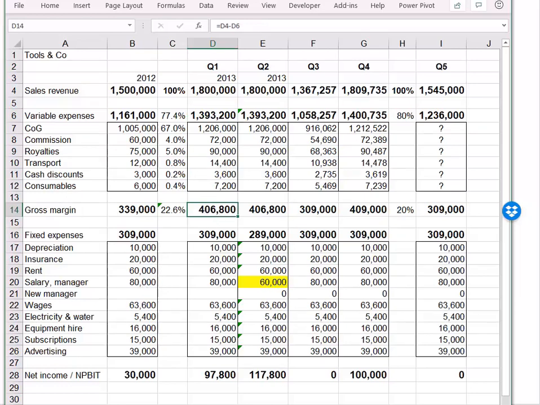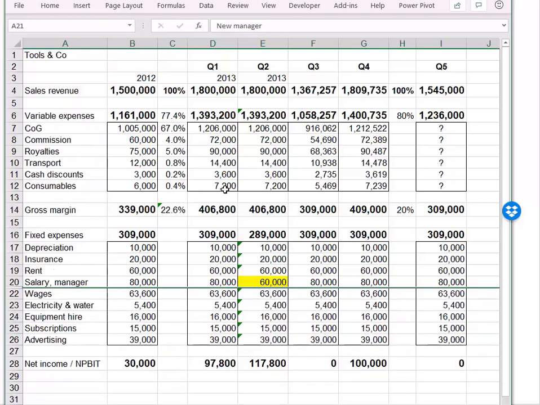And they said to us that the fixed expenses remain unchanged. So there we have all the fixed expenses at 309,000, the same as last year. And now our profit is going to be 97,800, and there we have completed an income statement for the year, and you can see that the profit has gone up. So that's the answer to question 1.